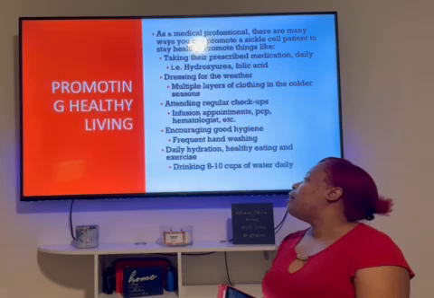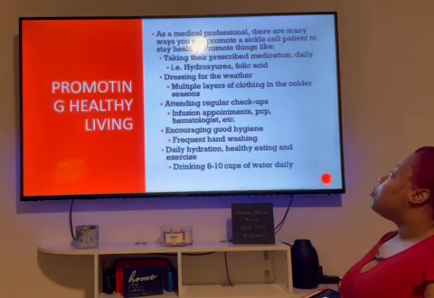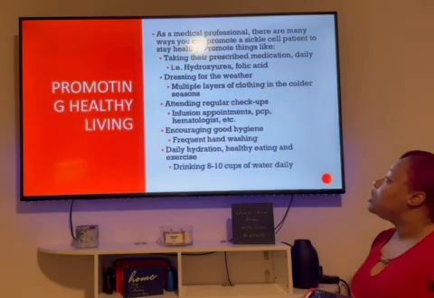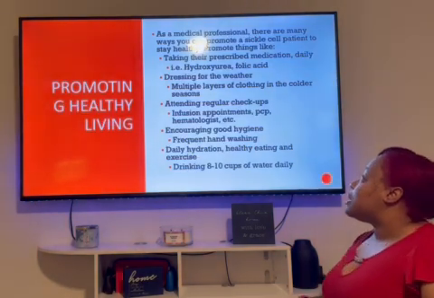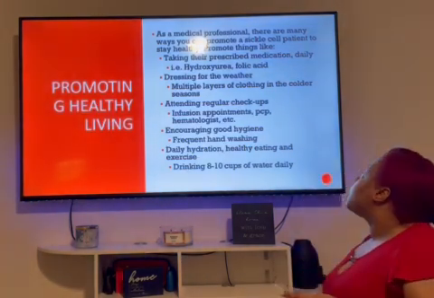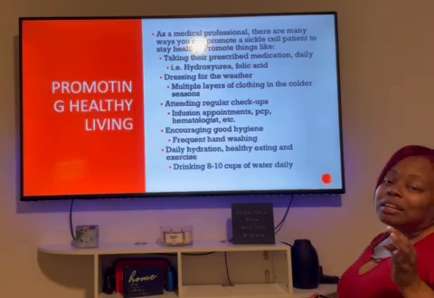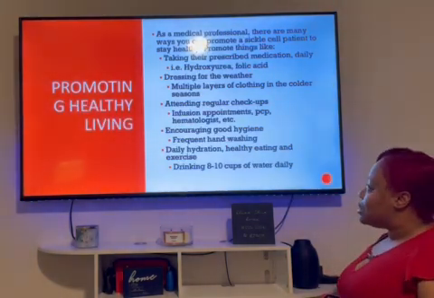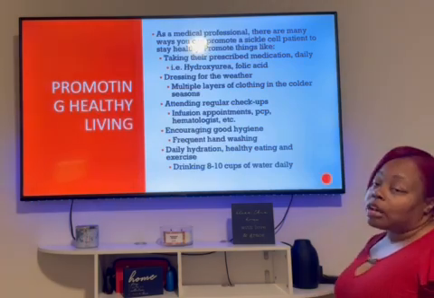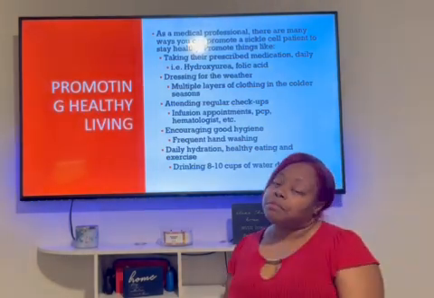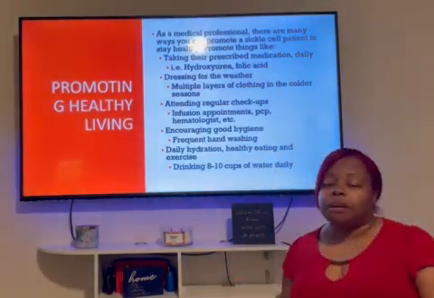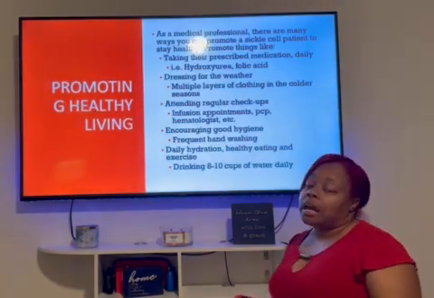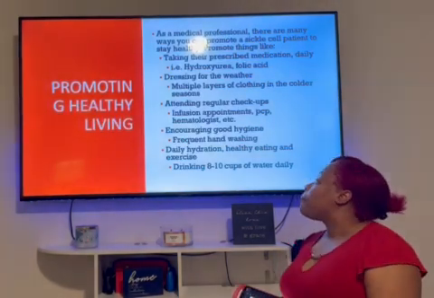All right, promoting healthy living. As a medical professional, there are many ways you can promote a sickle cell patient to stay healthy. Promoting things like taking their prescribed medication daily, such as their hydroxyurea, folic acid, their multivitamins, and any other vitamins that they need to stay healthy, just in case they have a decrease in a certain vitamin.